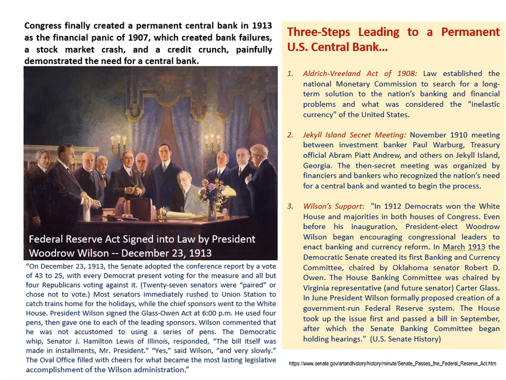President Wilson signed the Glass-Owen Act at 6 p.m. He used 4 pens, then gave one to each of the leading sponsors. Wilson commented that he was not accustomed to using a series of pens. The Democratic whip, Senator J. Hamilton Lewis of Illinois, responded, "The bill itself was made in installments, Mr. President." "Yes," said Wilson, and very slowly. The Oval Office filled with cheers for what became the most lasting legislative accomplishment of the Wilson administration.